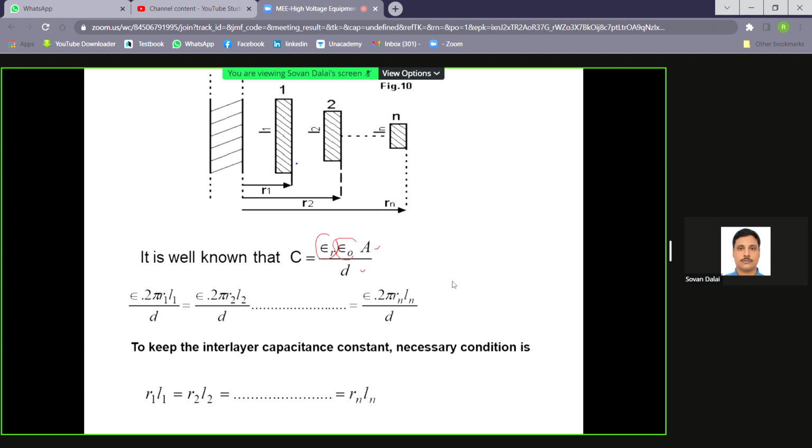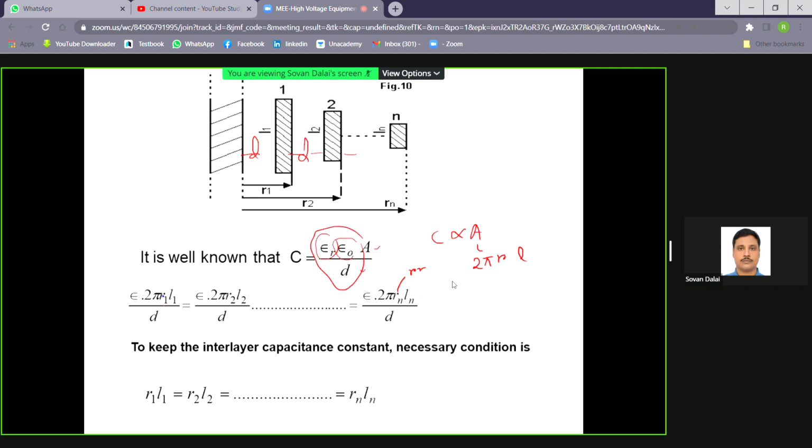Here you see that the distance between two consecutive layers is the same everywhere. D is also constant, so C is basically proportional to A, and we can replace A by 2 pi R L, where R is the radius of the overlapping area. You can write Rn as the radius of the nth layer and Ln as the axial length of the nth layer.